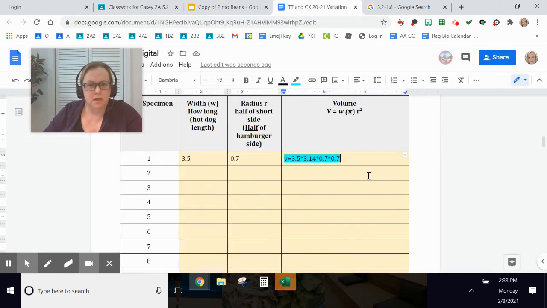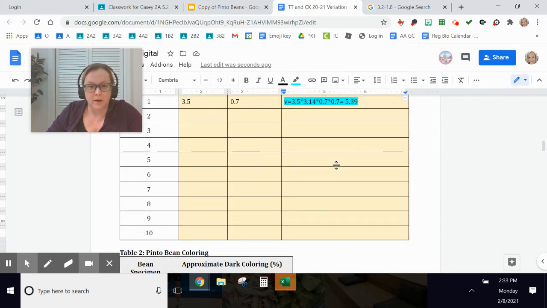So here is how you get that volume for the pinto bean. And you're going to do that for 10 different beans. When it comes time to making the histogram, and you watch Ms. K's video on the histogram, scientists, you'll want to make sure that just this volume number is the only thing in this volume column in order to copy it over into Sheets.